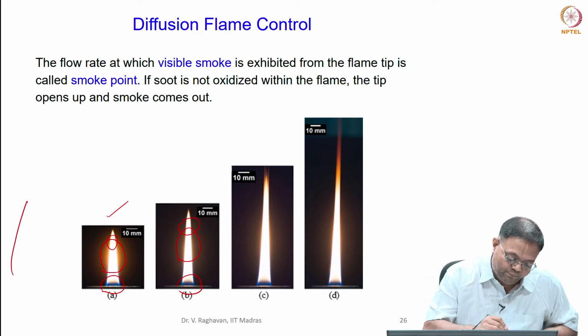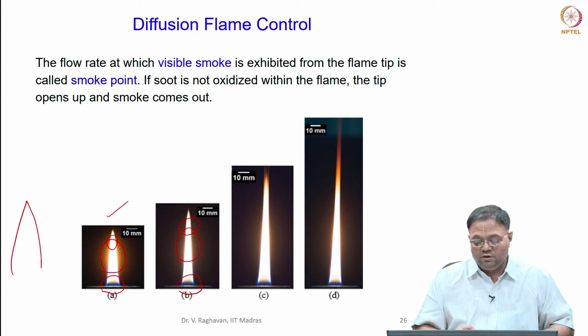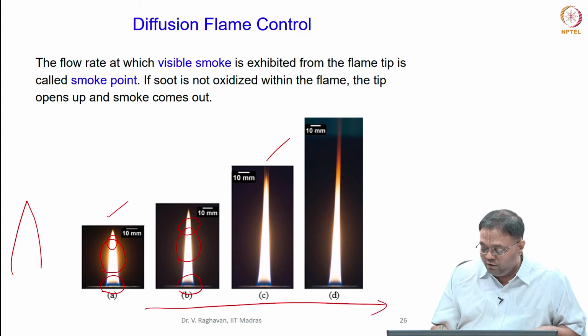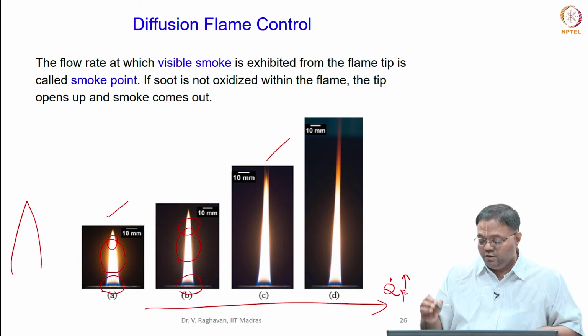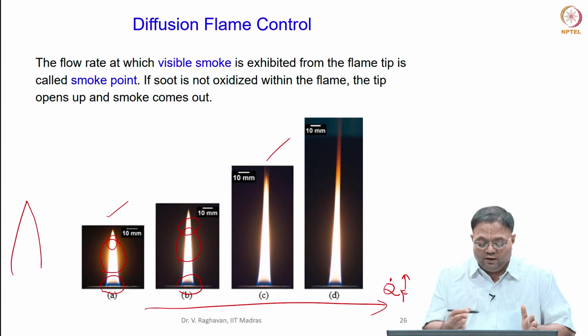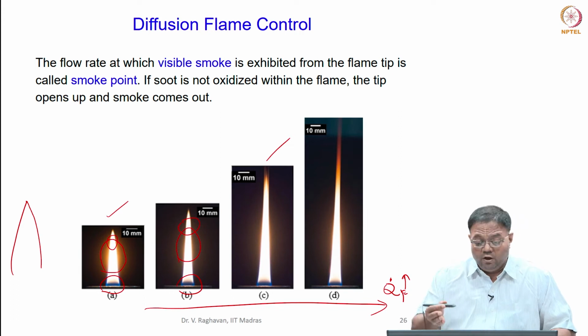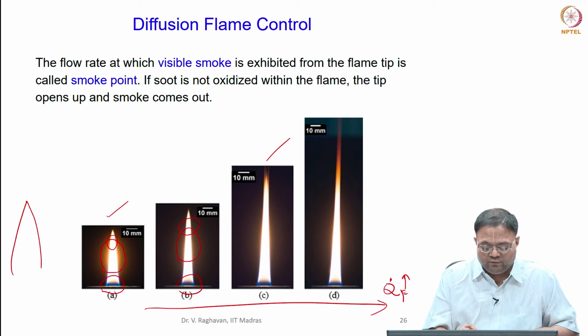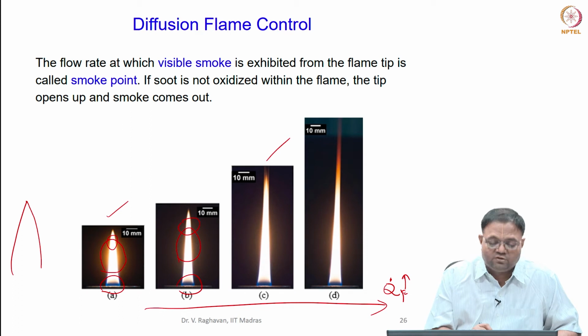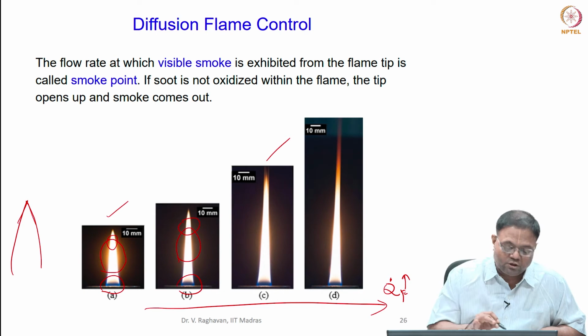So, the flame tip is intact like this, but go to this figure. I am just increasing QF. When QF increases, the flame height increases. Also, other characteristics change. But if you see these 2 flames, there is no difference in the characteristics: a bluish base, bright middle portion, and the tip is nicely closed and so on.